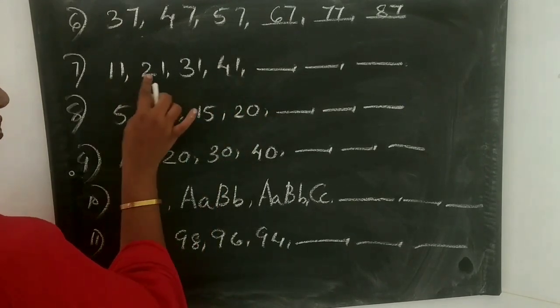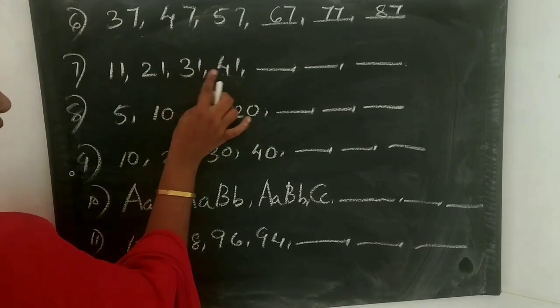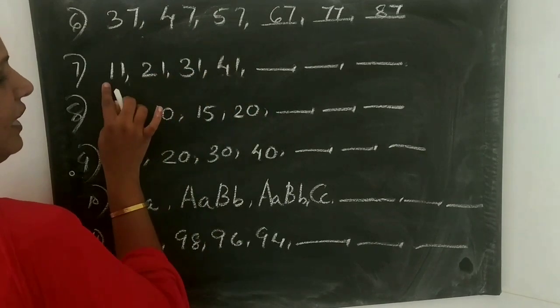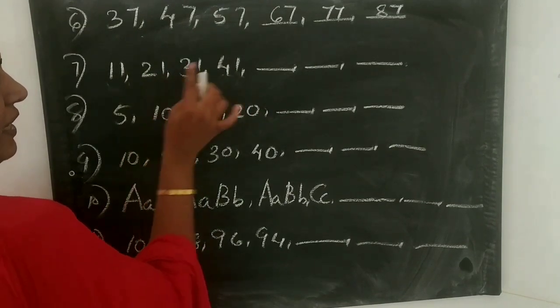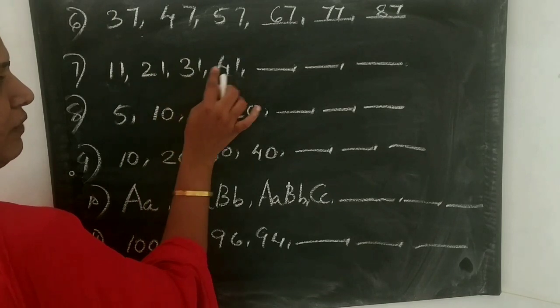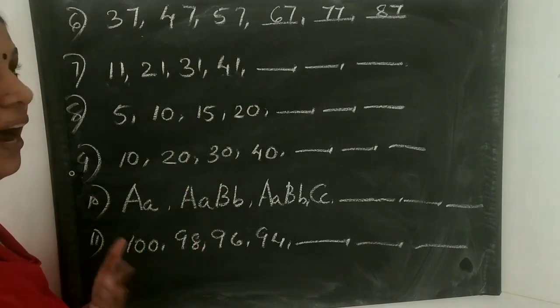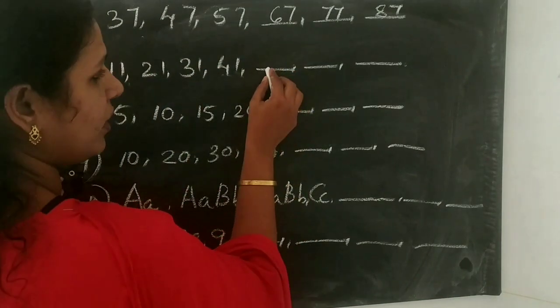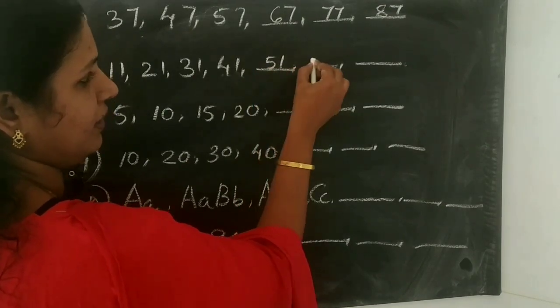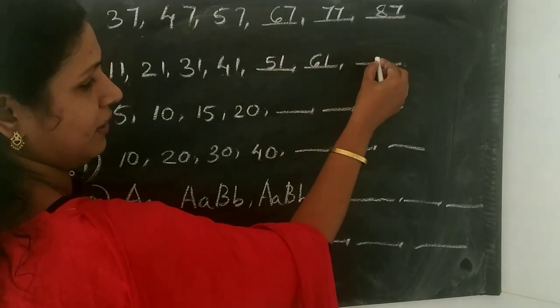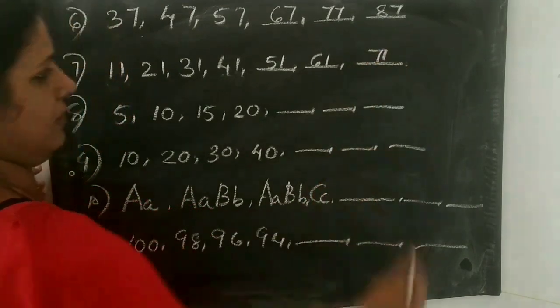Okay, then here 11, 21, 31, 41. Here also 1, 1, 1, 1. In the unit place it's 1 and the tens place number is changed. That's 1, 2, 3, 4. The next is, that is we add 10. The next is what? That is 51, then 61, then 71.